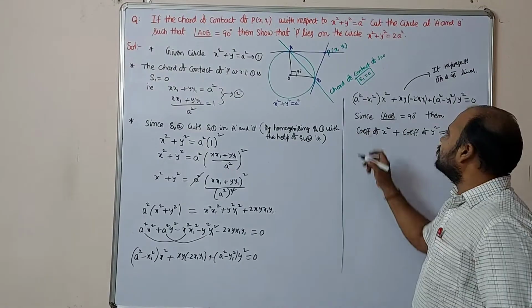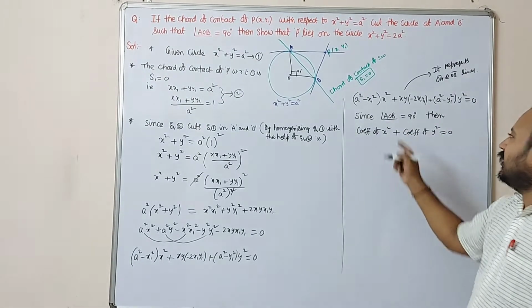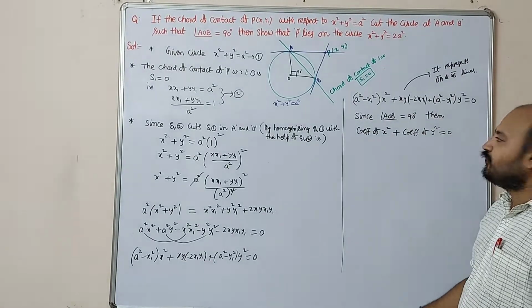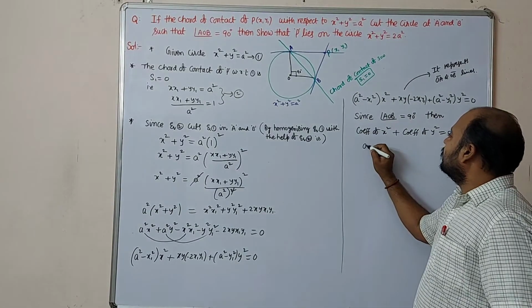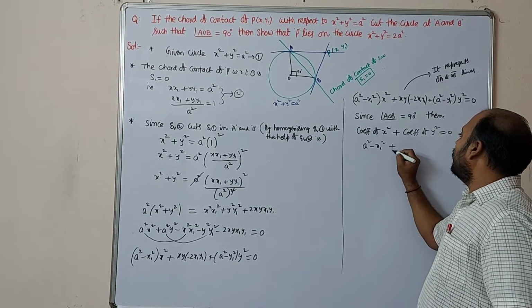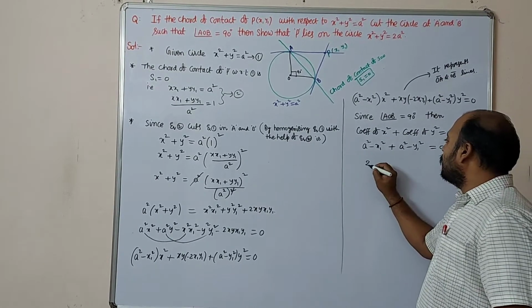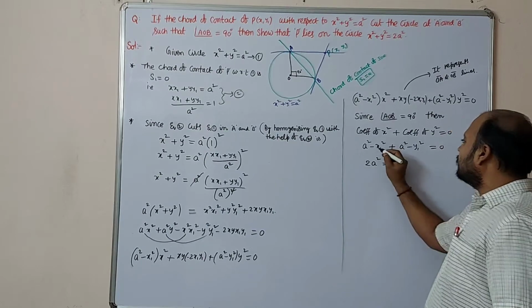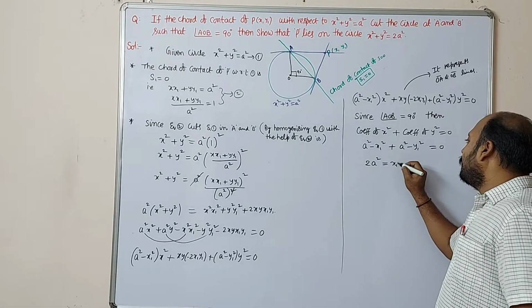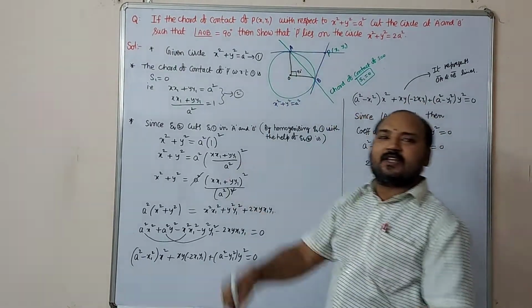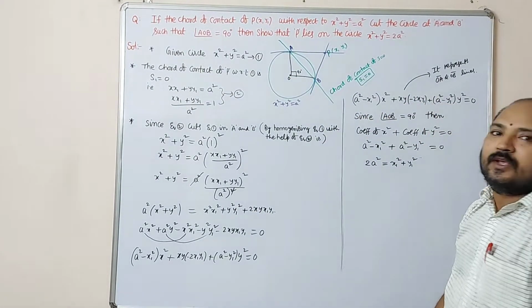So what is the coefficient of x square? A plus b equal to 0 generally. Here, comparing with ax square plus 2hxy plus by square, a square minus x1 square plus a square minus y1 square is equal to 0. So a square plus a square, 2a square, minus x1 square minus y1 square, you can take this side, plus x1 square plus y1 square. So they are asking to show that P lies on the circle. That means indirectly they are asking for the locus.